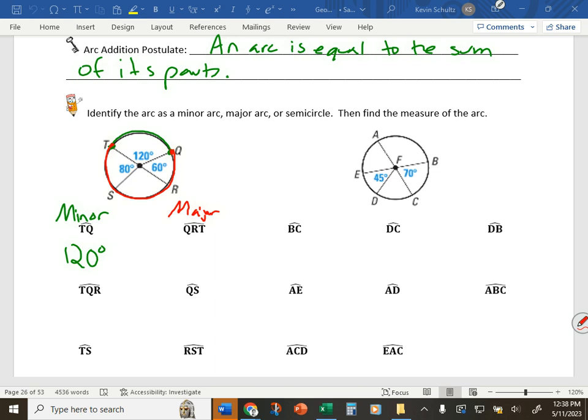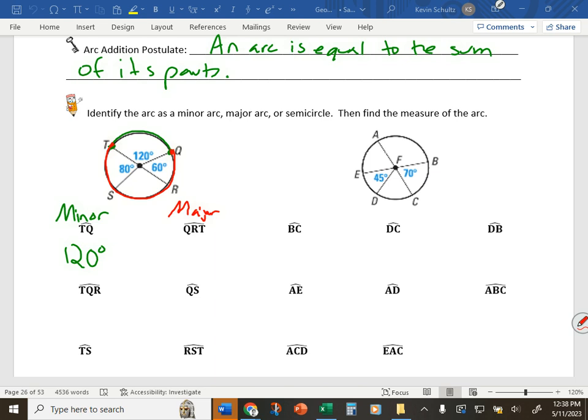When you're talking about an arc, which is that arc over the letters, you're not going inside the circle at all. Because it specifically has that arc over it, you're talking about the arc. These all have arcs over them, so they all are going around it. And the question is, are you going the short way or the long way?